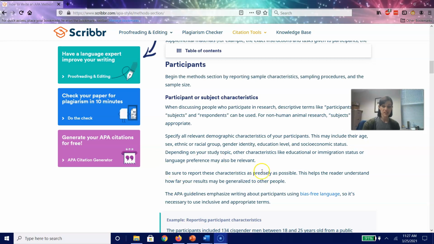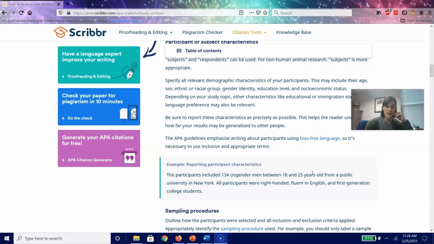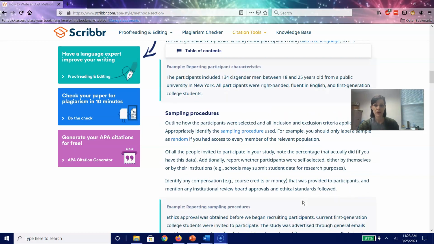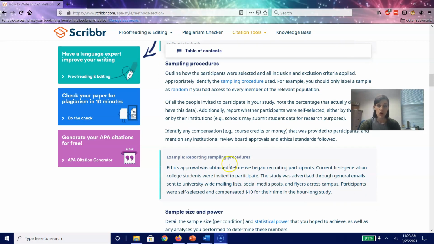Report these as precisely as possible. This helps the reader understand how far your results may be generalized to other people. Make sure that you use bias-free language. So for example, the participants included 134 cisgender men between 18 and 25 years old. Again, gender identity is probably not going to be important for our study, so we do not necessarily have to report it. Sampling procedures will also be important.